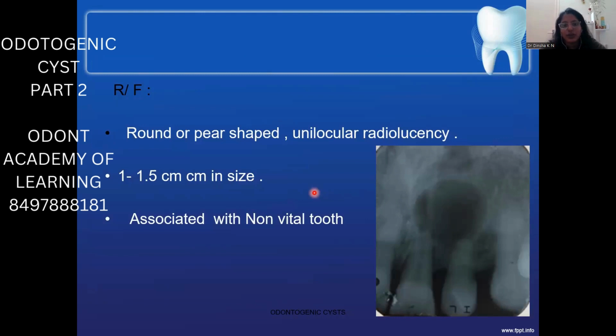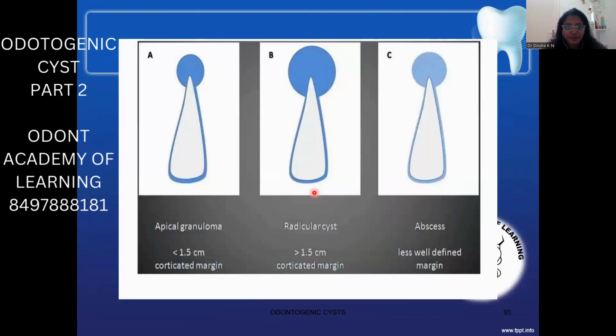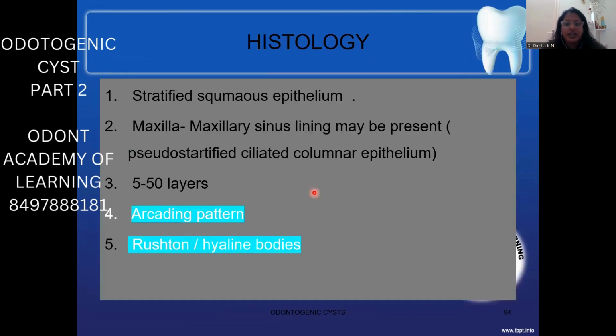Radiographically, it will appear as a round or pear-shaped unilocular radiolucency with a diameter of 1 to 1.5 centimeters associated with a non-vital tooth. Histologically, it shows a layer of stratified squamous epithelium, and if it is associated with a sinus, then you can also see a pseudostratified ciliated columnar epithelium.